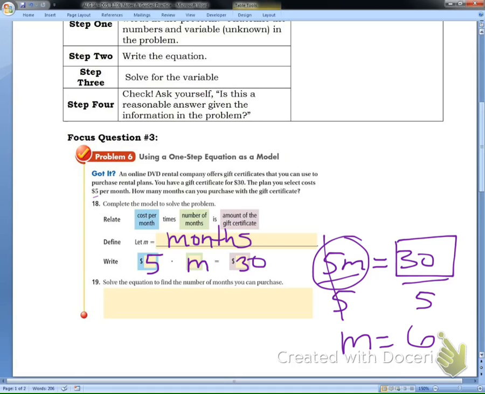We're not done. This is a story problem. So your final answer is 6 what? 6 months. Whenever you have a story problem, you should always label your final answer. Don't just say m is equal to 6 or 6. You need to tell us what it is. 6 months.